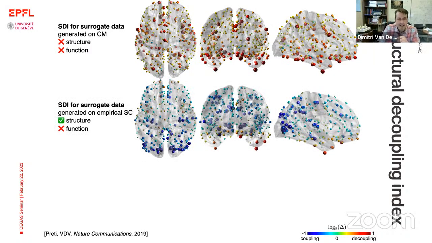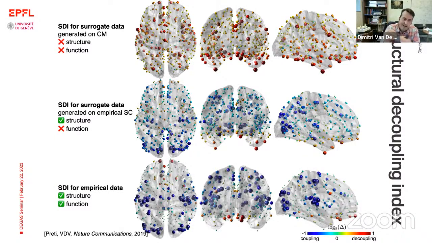If you actually compute the structural decoupling index for surrogate data that has been generated with the true empirical structural connectome, you get a map that looks already much more like the one I showed you before. So there is clearly this pattern of more coupled in sensory regions to more decoupled in high-level regions, which is already present.